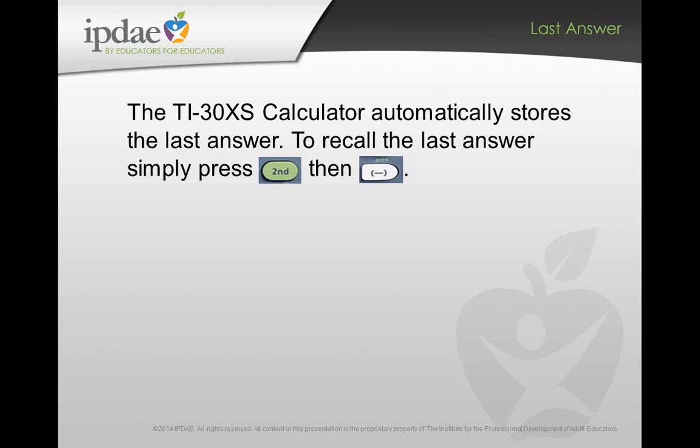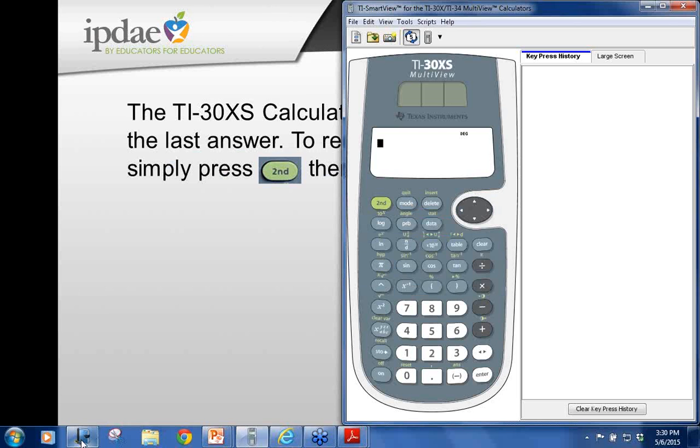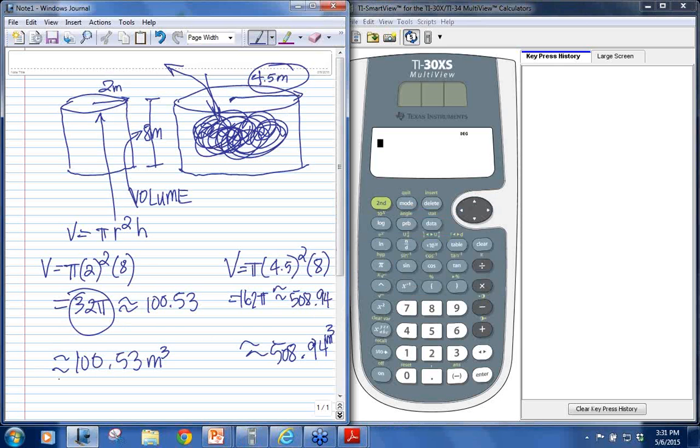Okay, this is another thing that's good to know. The TI-30XS calculator will automatically store your last answer. And you're always going to be able to recall that every time. So let me show you how that's done. Remember, oh no, we cleared our answer already, so we're not going to be able to recall what we did, but let me just enter this again.